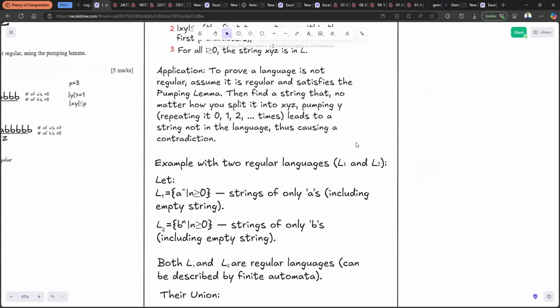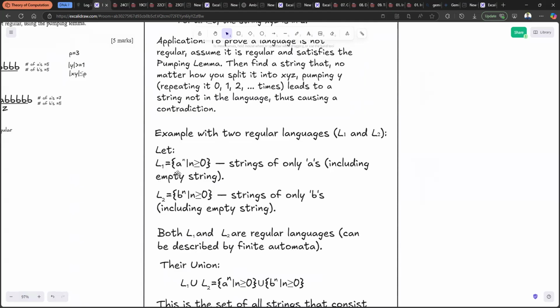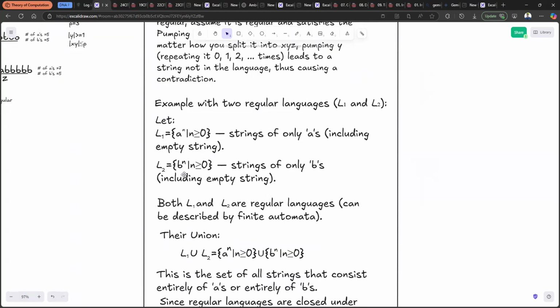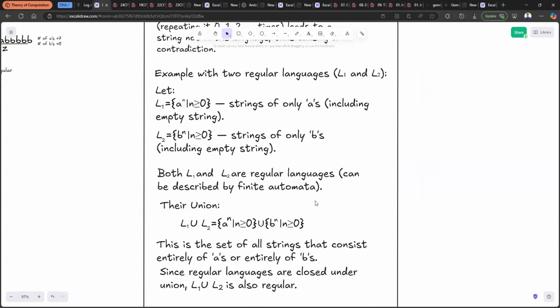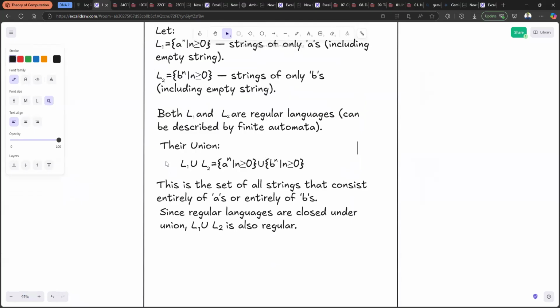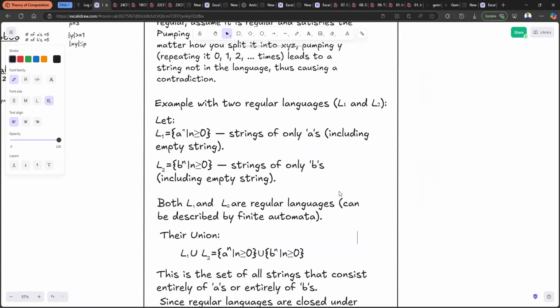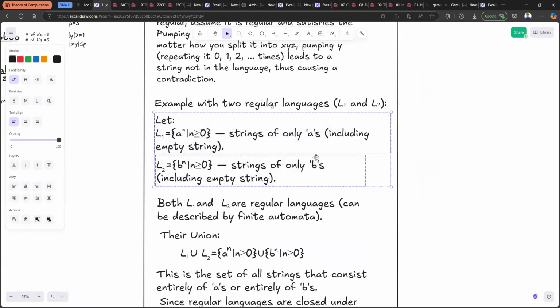Now the example with two languages. Let L1 be the language of all A's, and L2 be the language of all B's. If we union them together, you join them together. So their union would be L1 union L2, which is the language of all A's plus the language of all B's. And we assume that they're both regular languages that can be described by finite automata. This is the set of all strings that consist entirely of A's or entirely of B's, so we don't actually change what the original languages were.